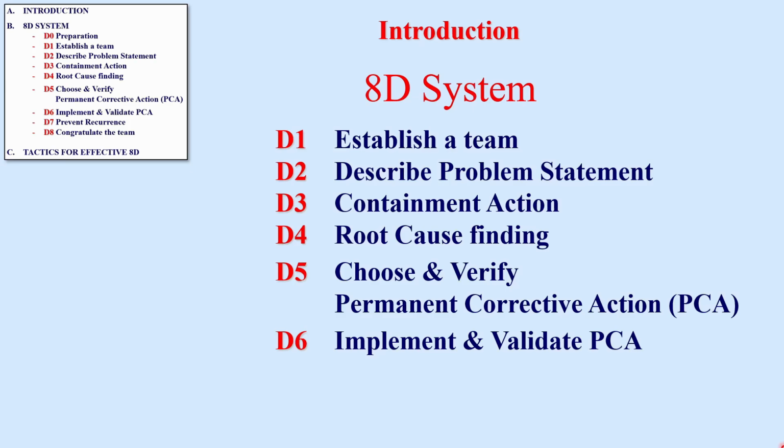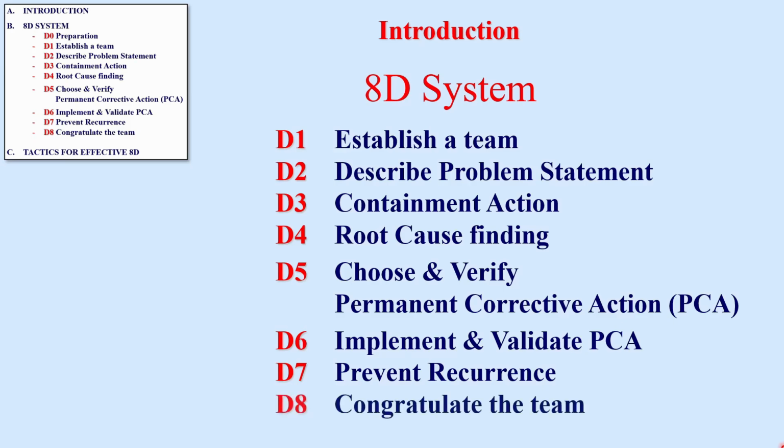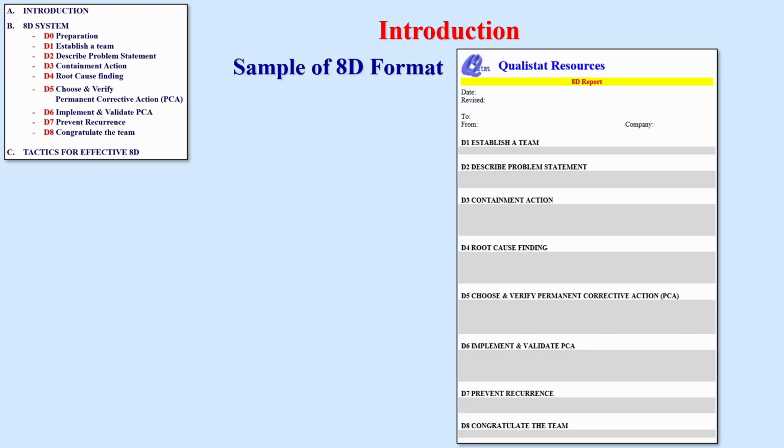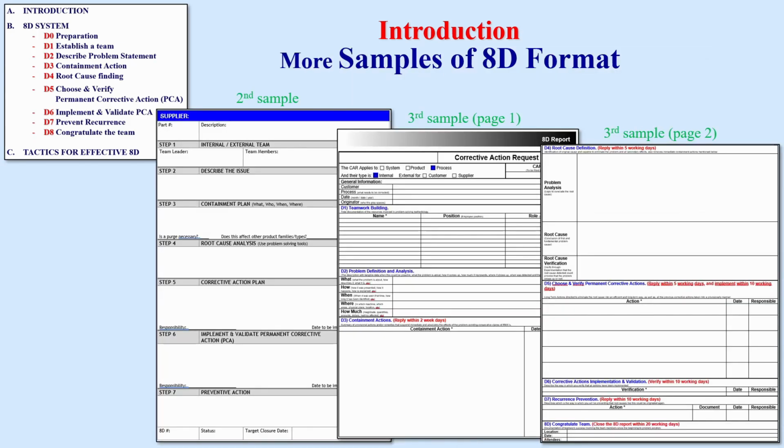Then, we need to go one step further to put a system in place to prevent the recurrence, which is D7. Lastly, D8, the team will celebrate the accomplishment in resolving the issue. Management or leader will congratulate the team. This is a sample of an 8D form. The form has a column for each D. If necessary, you can pause the video so that you have more time to go through the form. Here we have a few more samples of 8D formats for your reference. You can design something similar for your company, if you do not have one yet.